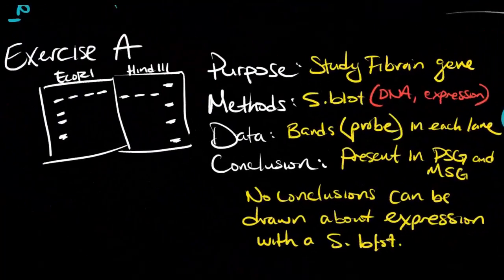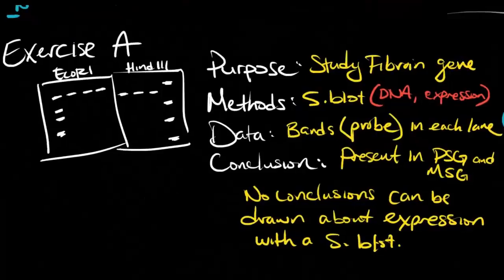From the data we collect from the southern blot, the fibroin gene is present in both PSG and MSG. Different sized bands are produced because we used different restriction enzymes, which both make fragments containing the gene but of different sizes. This is because they cut at different places. Because we didn't run a northern blot, we cannot make any conclusions about the gene expression.